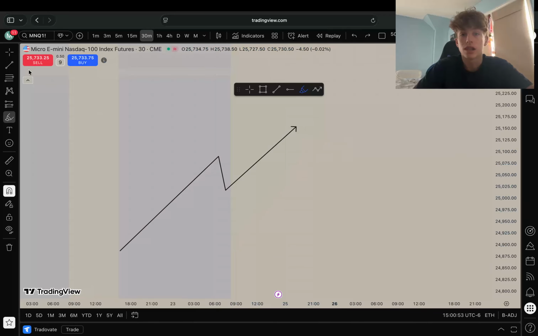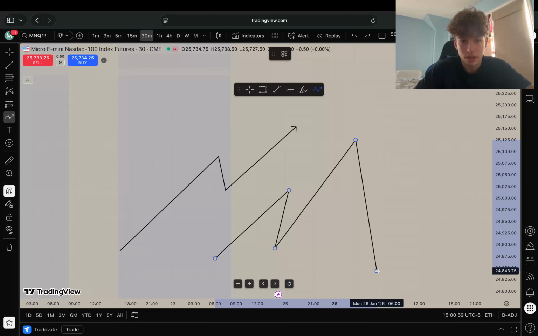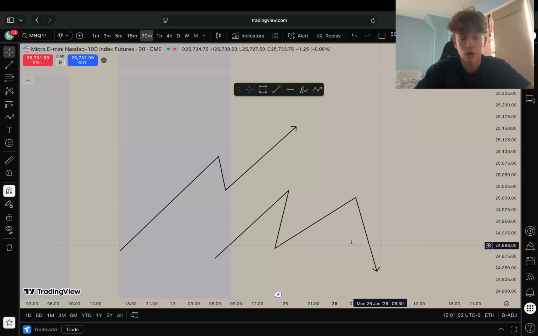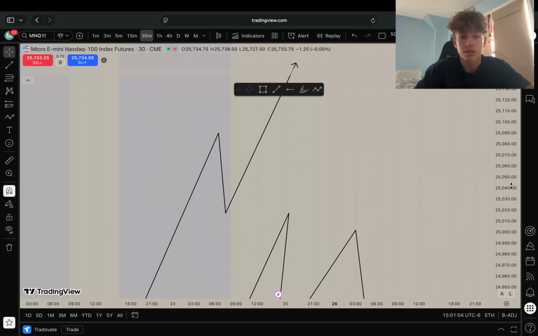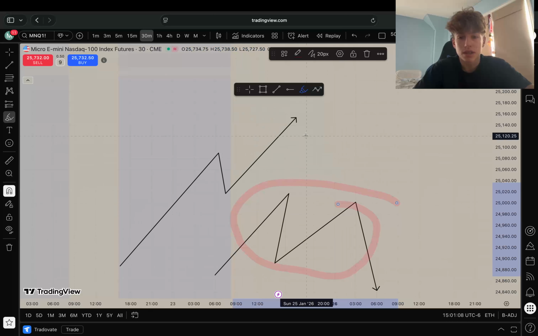Cool. Okay. Let's say on a 5 minute though, we see that we're moving like this. We sweep this high, and then we sweep this high, and then we see a very bearish reaction. What does that tell us? So the second example, this 5 minute example, doesn't mean as much as this one.